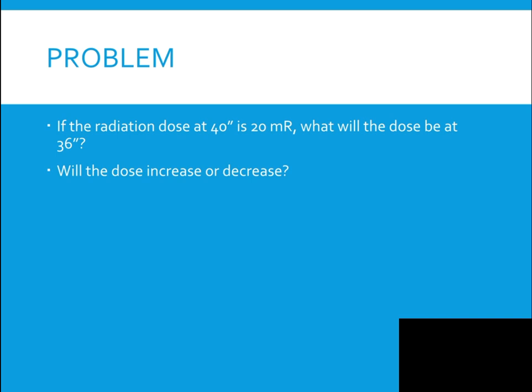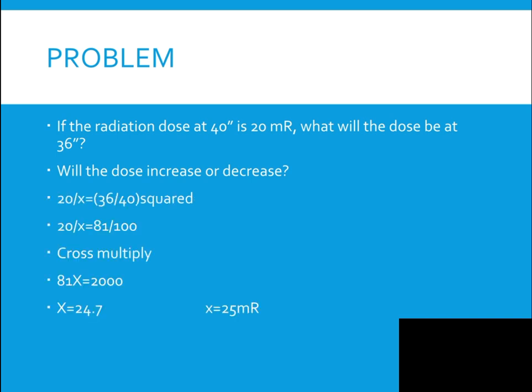So as we decrease our distance from 40 to 36 inches, since we've decreased our distance, what's going to happen to our dose? And that's going to be that it's going to increase. And it's more dramatic than you might think. At just that small amount, from 40 to 36 inches, your dose goes up by 5, which would really be about 25%. And that's pretty significant for that little bit of a change right there.